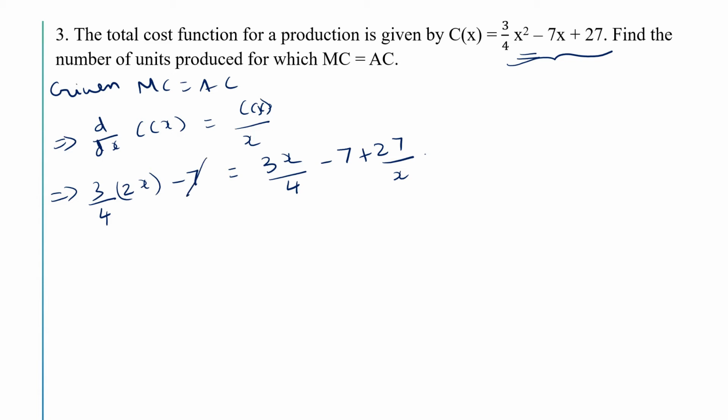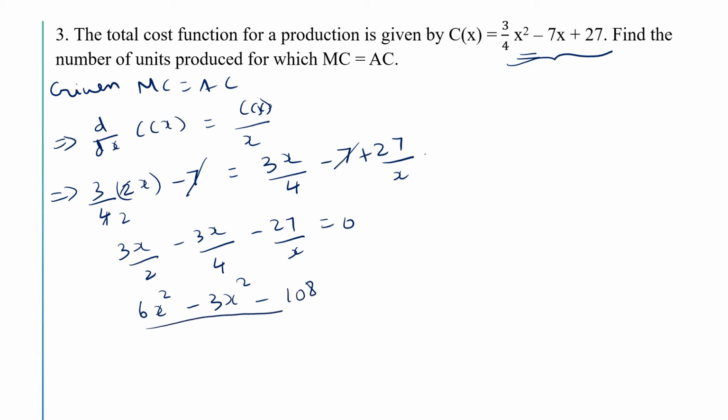So these two will go, minus 7, or it is 3x by 2 minus 3x by 4 minus 27 by x equal to 0. So LCM is 4x. So we get 6x square minus 3x square minus 27 into 4, 108, divided by 4x equal to 0. Or from here we have 3x square minus 108 equal to 0.